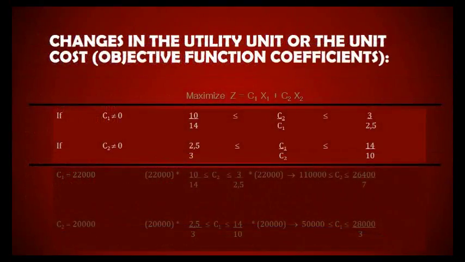Changes in the unit utility or the unit cost, objective function coefficients. First, write the objective function in the general format. C1 may decrease 15714.2 and increase to 26,400, and C2 may decrease 16666.7 and increase to 28,000.